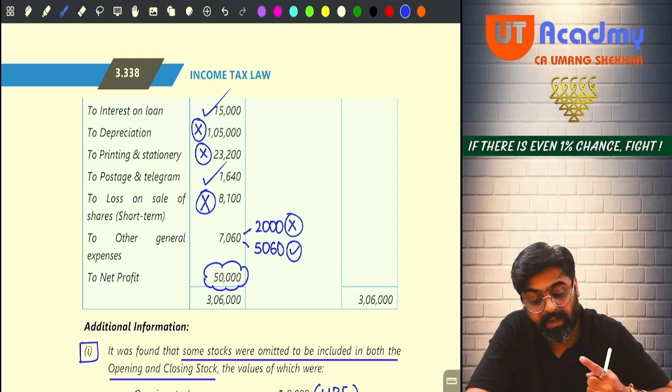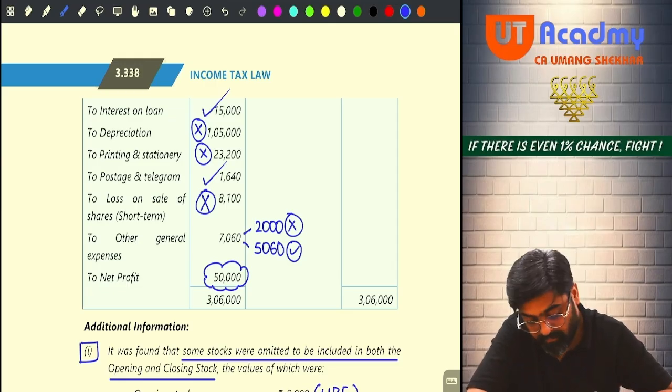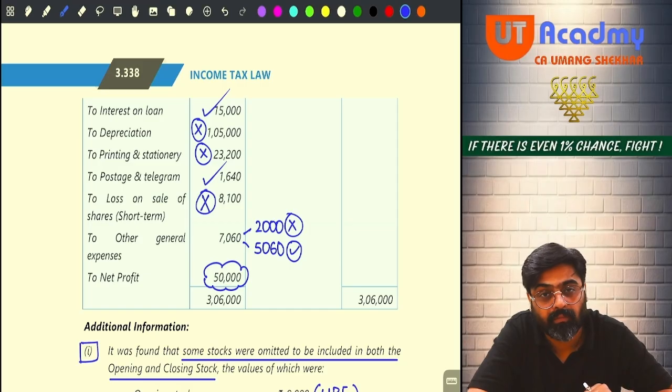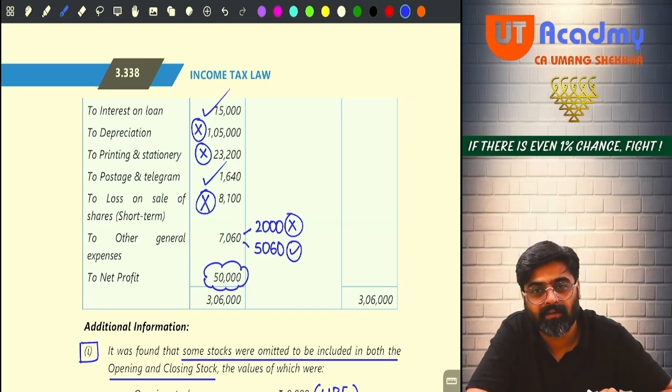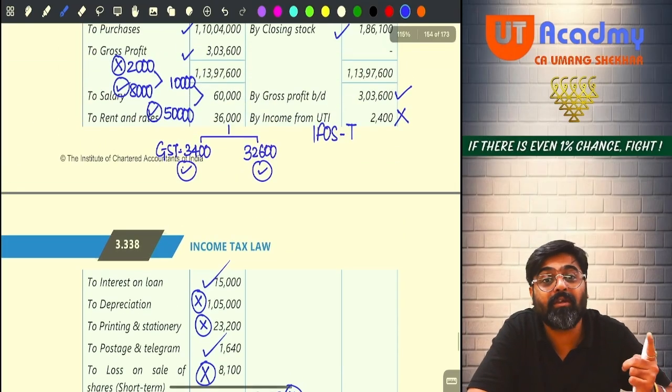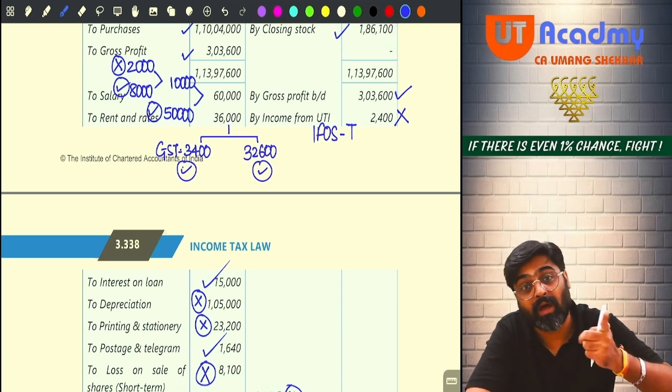Then add printing and stationery 23,200. Then add loss on sale of shares 8,100. Then you will add other general expense of 2,000. Everything which was debited and disallowed to be added to the profit, you have already added. Now something which is credited but not taxable under PGBP, you have added it, you now have to reduce it.